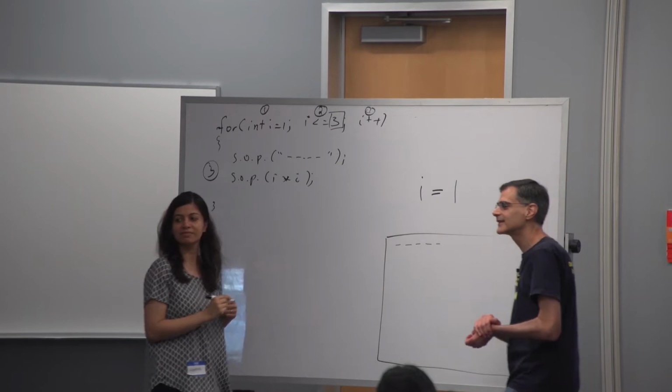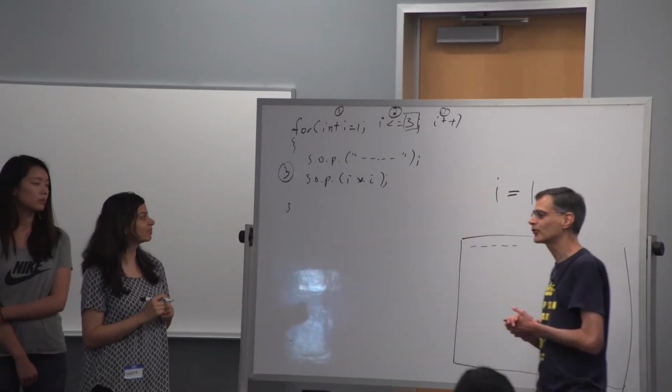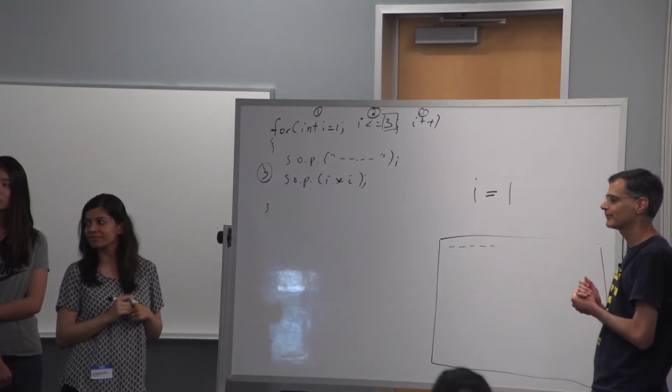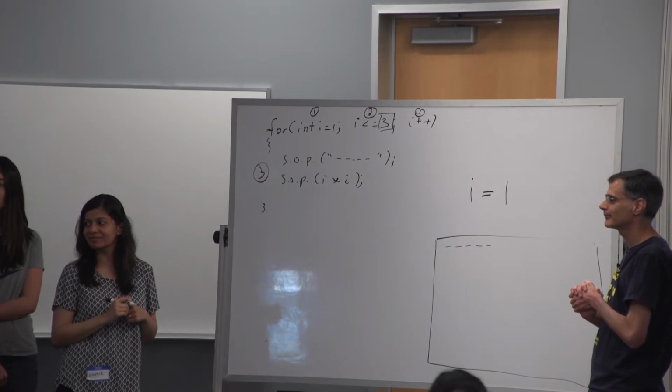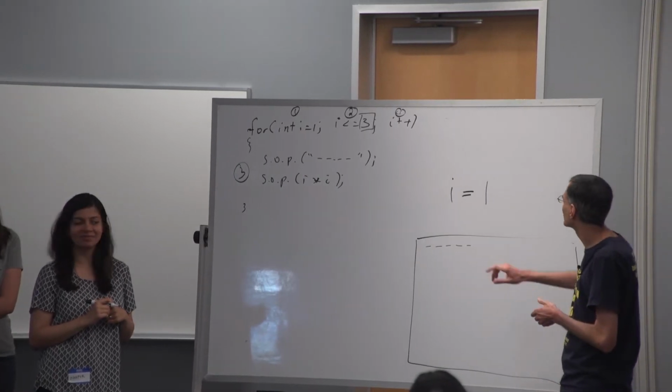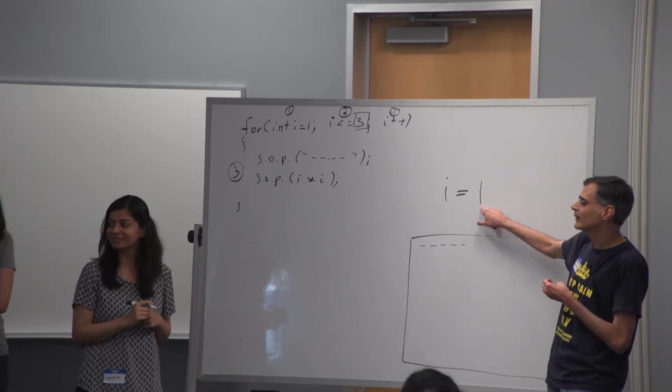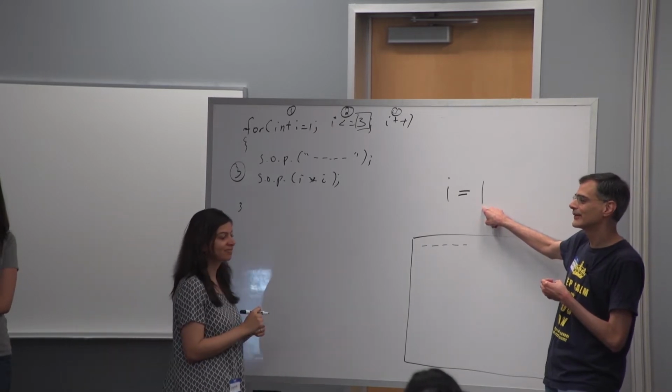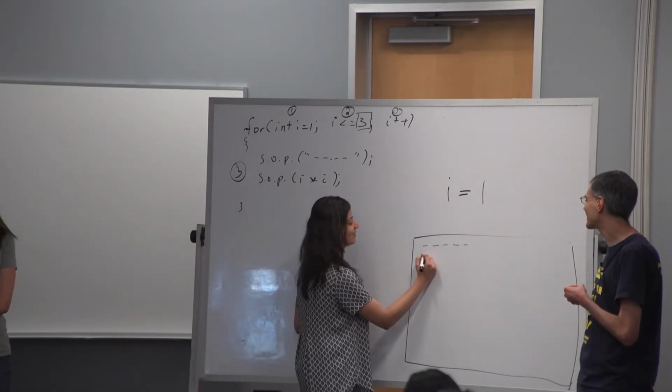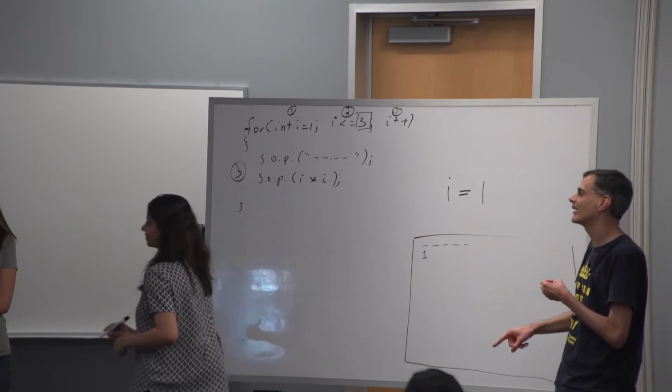And then let's see, Sam, what is the next thing Nupur is supposed to print? I times I. And what is the value of I? 1. So what's 1 times 1? 1. Awesome. Thank you very much. You can go back in line.